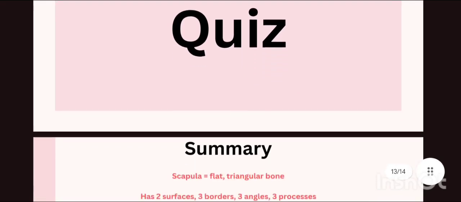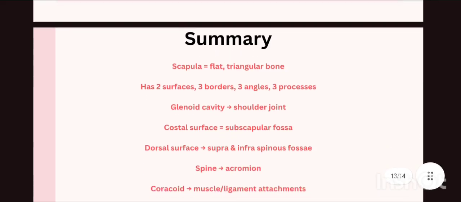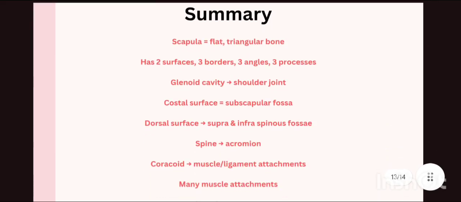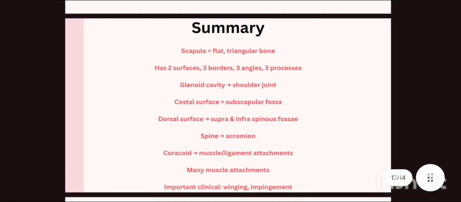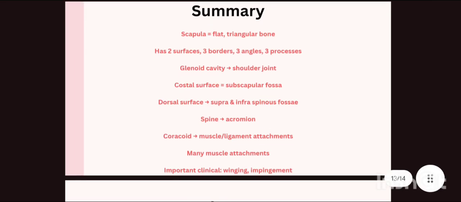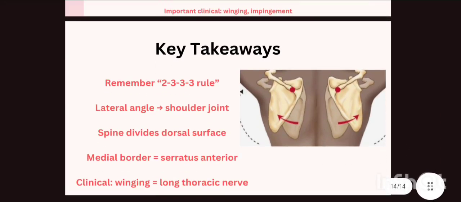Before we end, let me just summarize the entire scapula quickly. Triangular bone on the back of the chest wall. Has 3 borders, 3 angles, 3 surfaces. Spine divides the dorsal surface. Glenoid cavity forms the shoulder joint. Acromion and coracoid are the major processes. Muscles around it give stability. Scapula moves freely, gives shoulder mobility. Without good scapular movement, shoulder dysfunction.